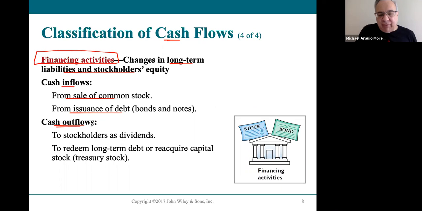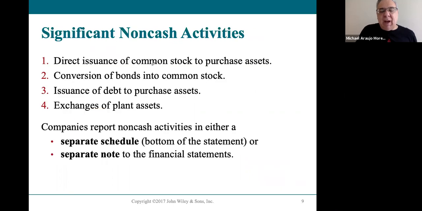In terms of outflows, cash being used, sent out of the company, well, that's when you pay dividends. You're sending cash out of the company to stockholders. So it affects stockholders, which makes it a financing activity. Okay. Also, when you pay off any long-term debt, or if you buy any treasury stock, that's money going out, but for a financing activity. Okay. And so these are very important types of things to understand when it comes to identifying it.